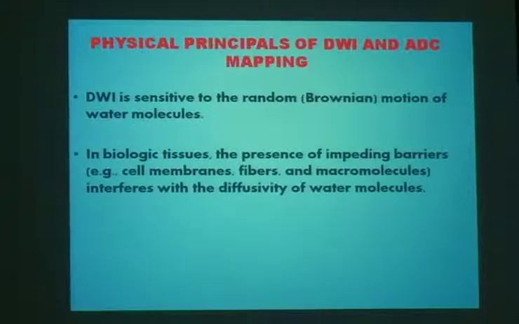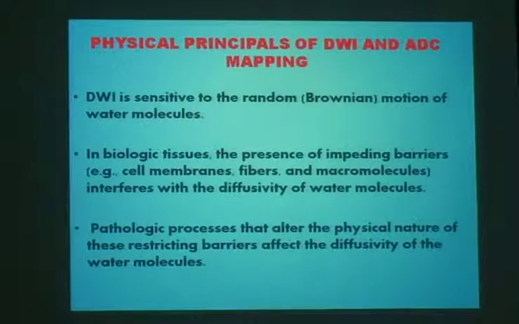Now, these impeding barriers vary from one tissue to another, and this is what creates the variations in signal on diffusion weighted images between, let's say, the normally restricting organs and the normally facilitating organs, starting with the spleen, the prostate, the nerve fibers. They are all normally restricting organs. And then we've got the normally facilitated organs like those which contain fluid, like let's say the bowel, the gallbladder. This is the extreme from one direction, this is the other extreme from the other direction. Pathologic processes that alter the physical nature of these restricting barriers affect the diffusivity of water molecules.